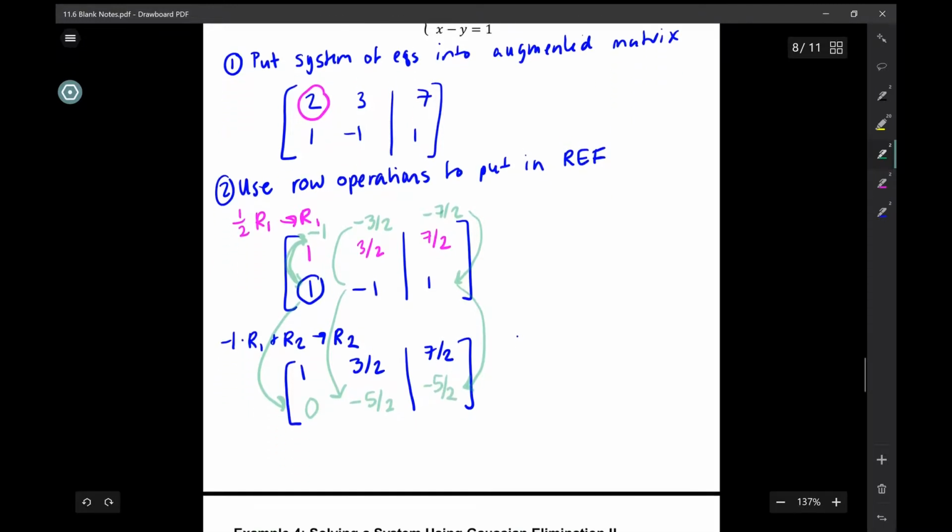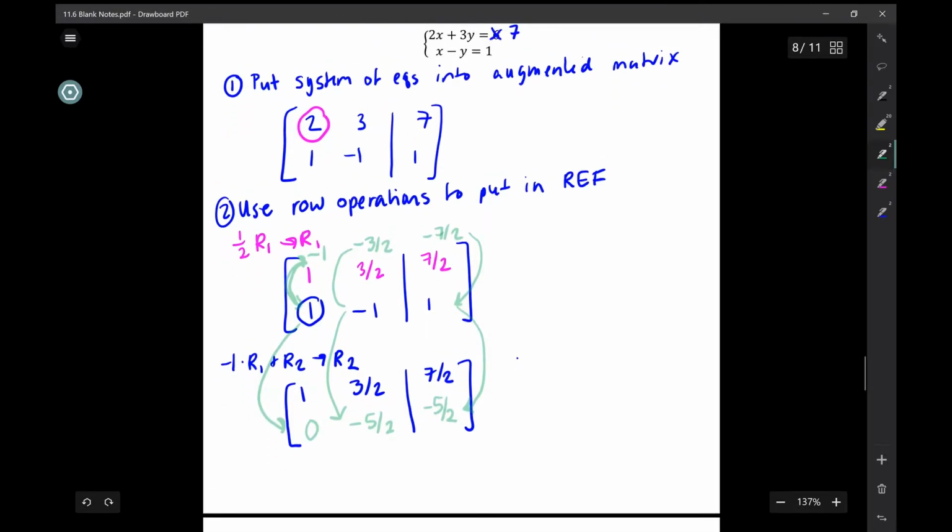All right, so now my matrix is almost in row echelon form. I just need this -5/2 to be a 1. What do I multiply -5/2 by to get to 1? It's got to be negative, because a negative times a negative will give me a positive 1, and it's got to be the reciprocal, 2/5. So -2/5 times row 2, and I'm going to replace row 2 with that.